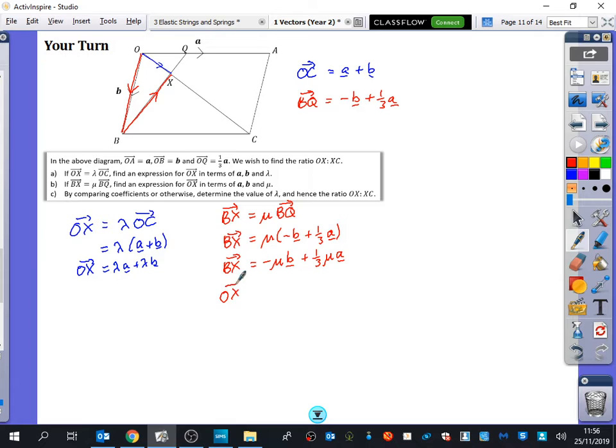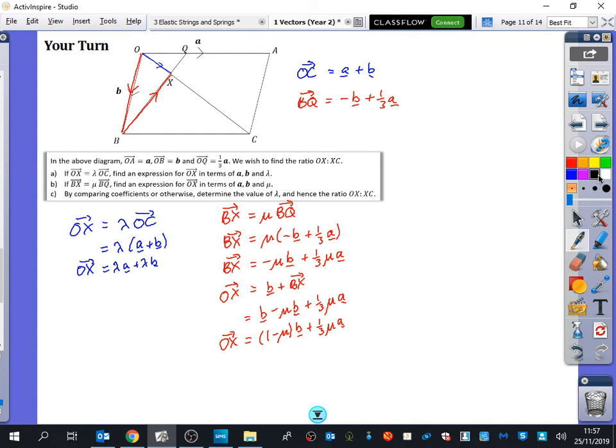I need to say what OX is equal to. To go from O to X, I'm going to do OB plus BX. So it's just going to be B plus BX. That's why they asked you to work out what BX is, so you can use it in this question. So it becomes B minus mu B plus a third mu A. If I factorize out the B, I get 1 minus mu B plus a third mu A. That is what OX is equal to.